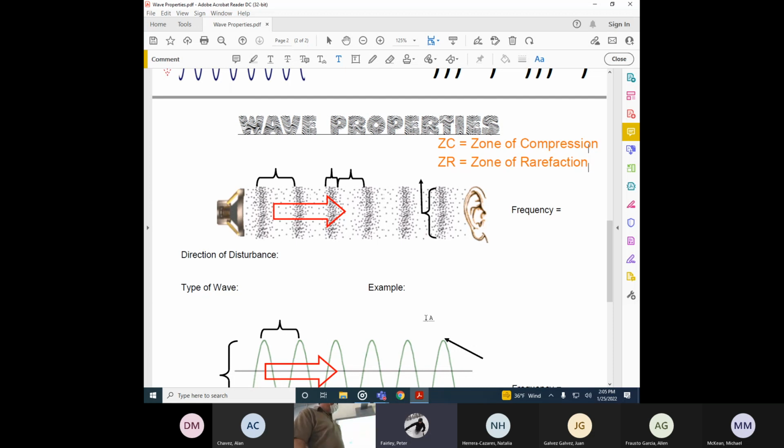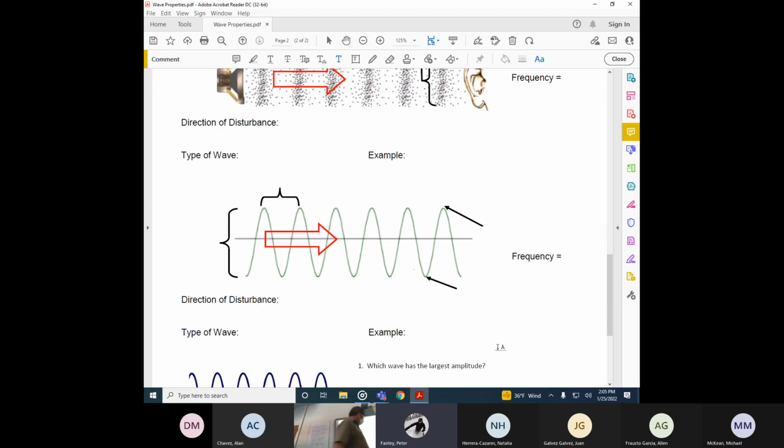For this one, do we count like the amount of crests for? Yeah, and if you count the number of troughs, you should get the same answer, right? Although it kind of depends where you. Do we still use it in hertz even though it's light or whatever? Frequency is also hertz.